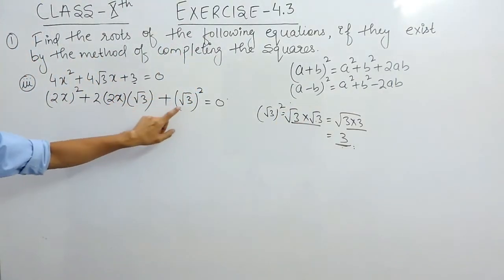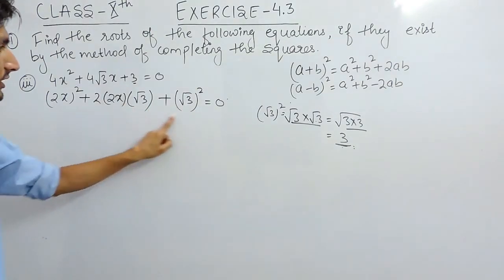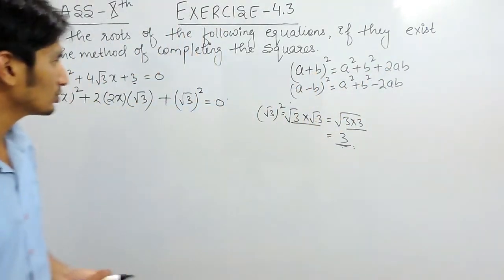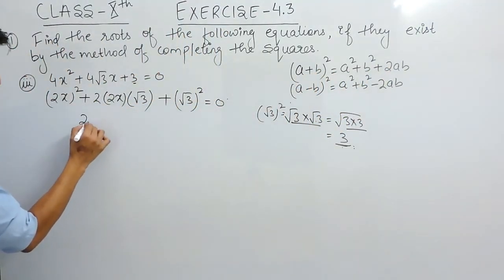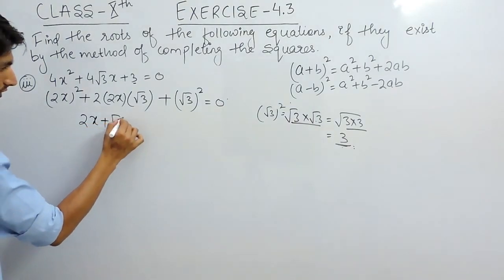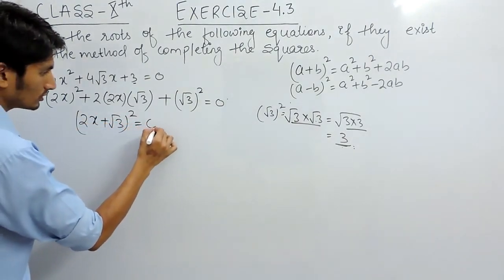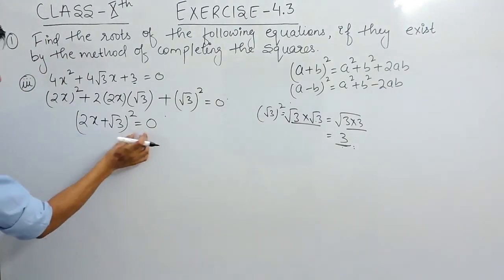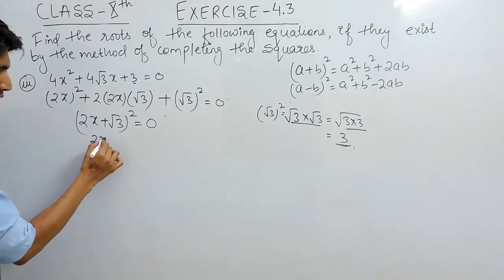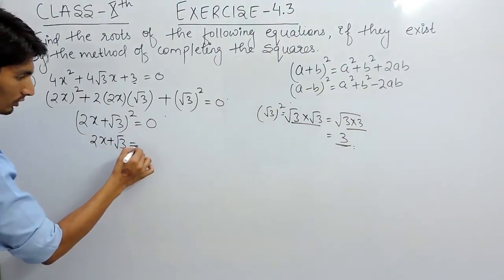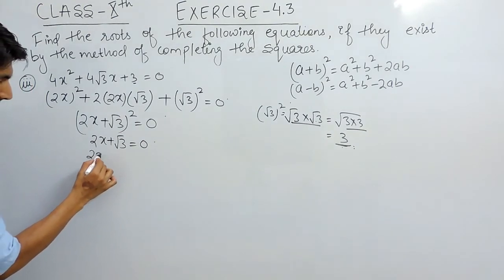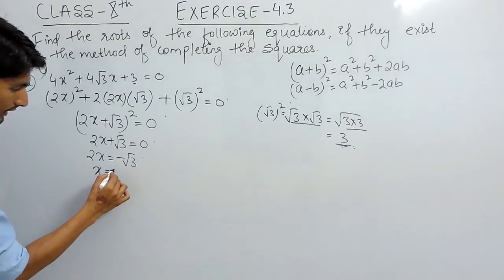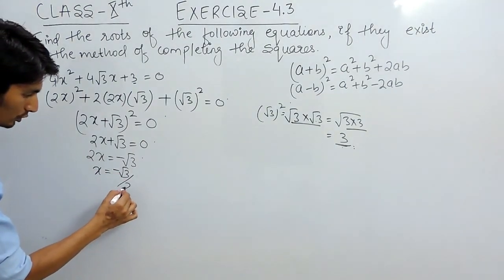So we have written in place of this as this, so that our whole equation gets converted into this form, and in place of this we can write this. So we are replacing this by (2x plus root 3) whole square equals 0. So clearly if the square of something is 0, then obviously that value must also be equal to 0. So the value of x here must be minus root 3 upon 2.